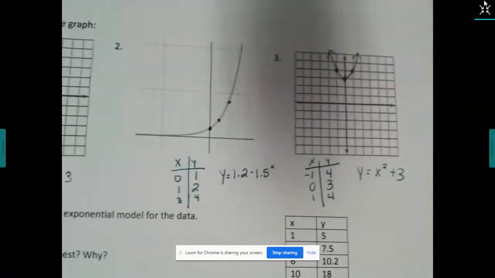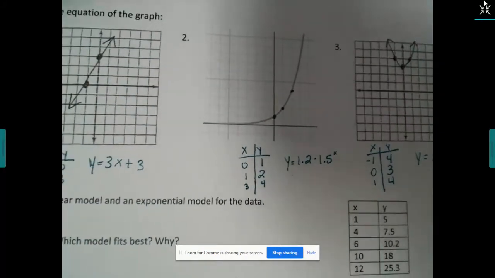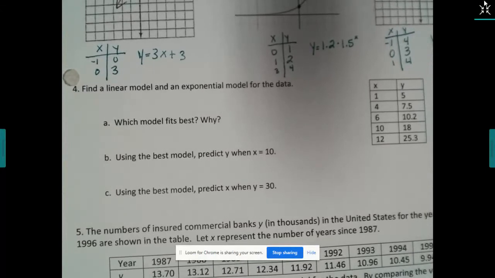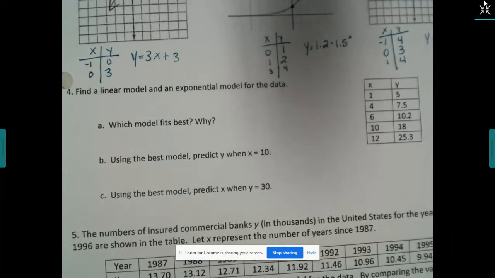So let's look at one where we have to decide which is going to be the best. So let's look at number 4. So number 4, we want to find a linear and an exponential model for this data. Then we're going to see which one fits best and why.